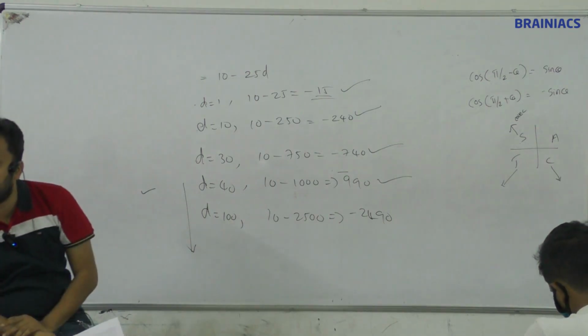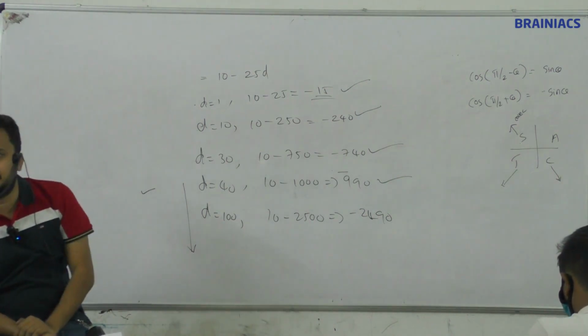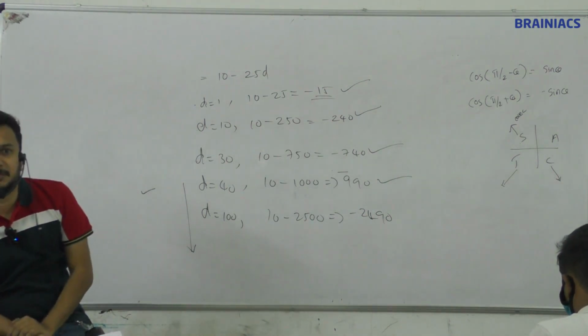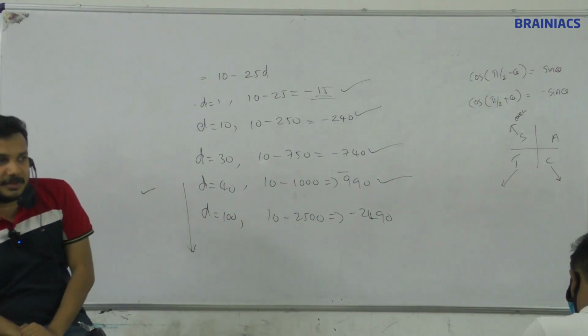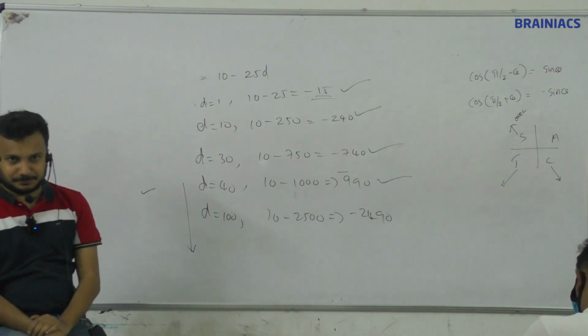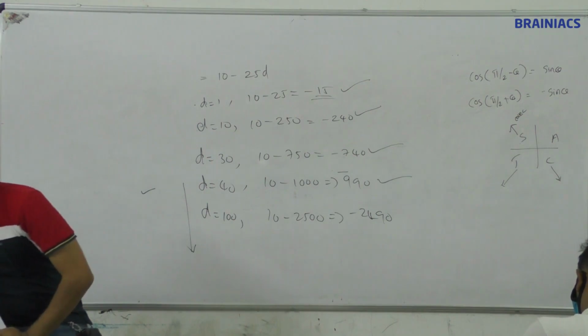I am taking 0.5. If you take 25 into 0.5, how much is it? 12.5, half. So 10 minus 12.5, what will you get? Minus 2.5. Okay.